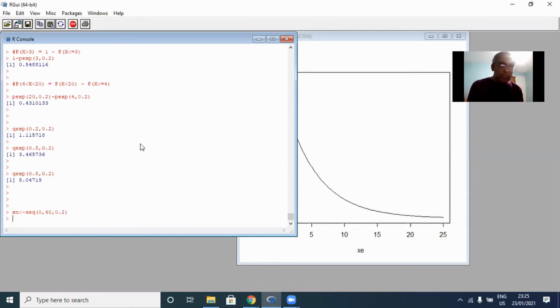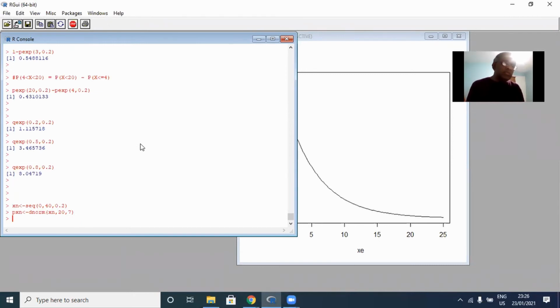Okay, and then you need to define the PDF of the normal distribution. So you use the dnorm command at xn. The mean parameter is 20 and the standard deviation parameter is 7. So that computes the PDF of the normal distribution at the values xn. And then you say plot xn comma p x n.